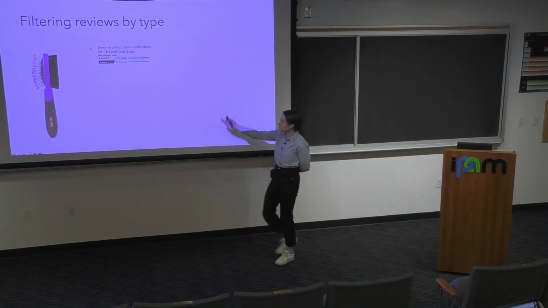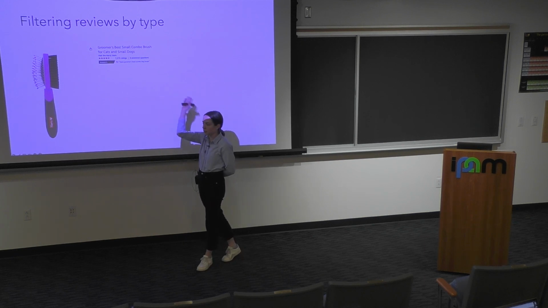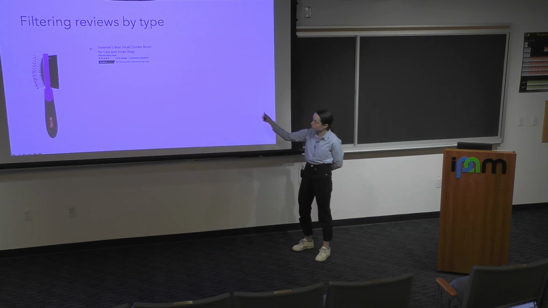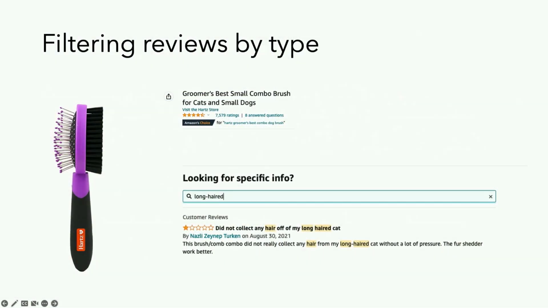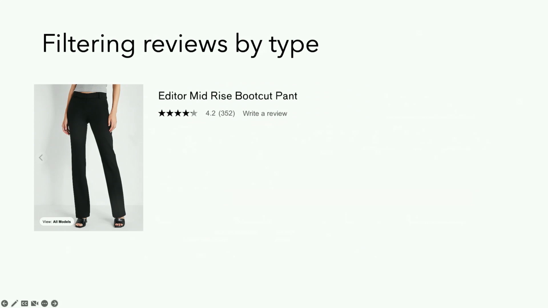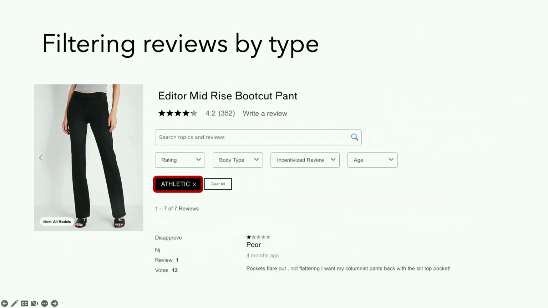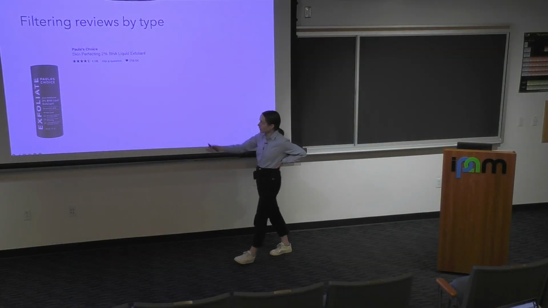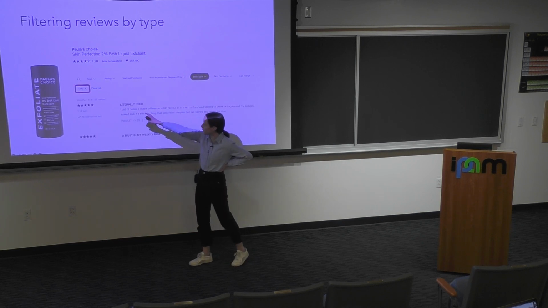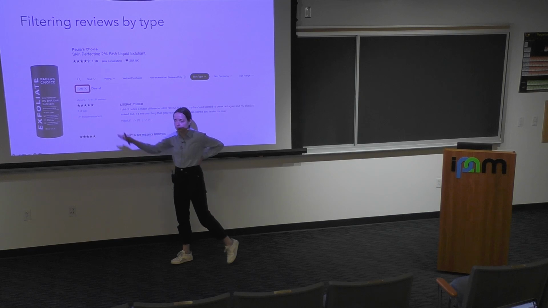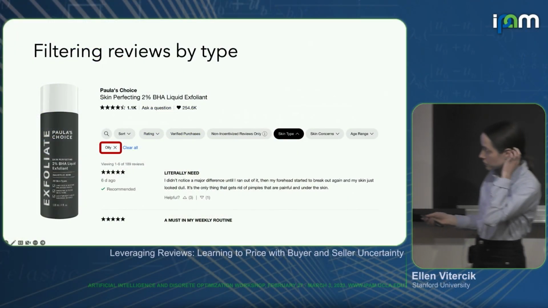To give a few examples, I recently got a cat, so I was looking at grooming brushes. And this seems to be pretty well reviewed, but if you go in and search for long-haired cats, you'll find that this brush is actually not particularly well suited for long-haired cats. Similarly, here we have a pair of pants, pretty well reviewed. But if you zoom in on people with a particular type, namely an athletic body type, then you'll see that people with an athletic body type find that these pants are actually not particularly flattering. And finally, this skincare product: if we zoom in on agents who have oily skin, then we'll find that this is a really great product for oily skin.